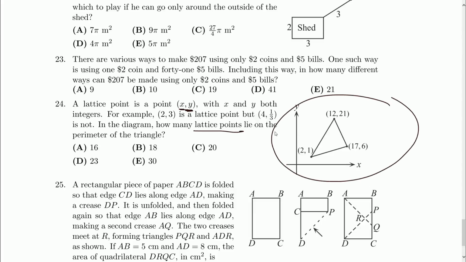All right, so here's our triangle. And we've got some lattice points: (2, 1), (12, 21), (17, 6). Okay, how many more could there be? Depending on where you are in your education, you might know the equation of a line. I'm going to do this without it, because back in the day that was not taught until grade 9 for me. So how are we going to count the lattice points?